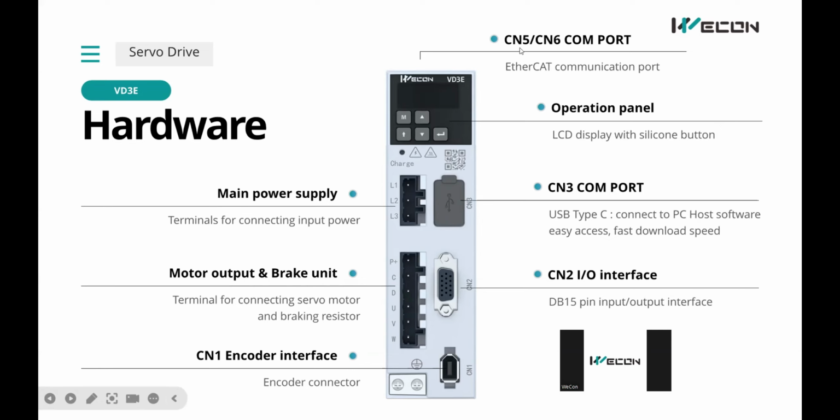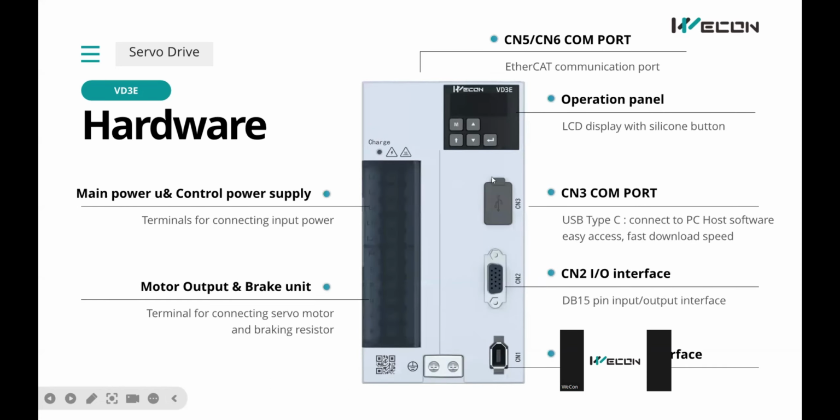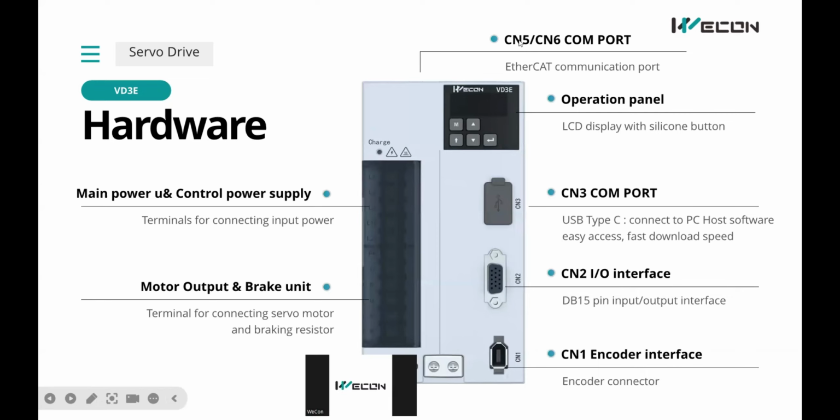And the second difference is on the top. On the top, these two ports are changed to EtherCAT communication, and for VD2, these two are used for RS485 communication. Only these two are different, and other places are the same. And the VD3 B type is also only different in CN3 and CN5, CN6.